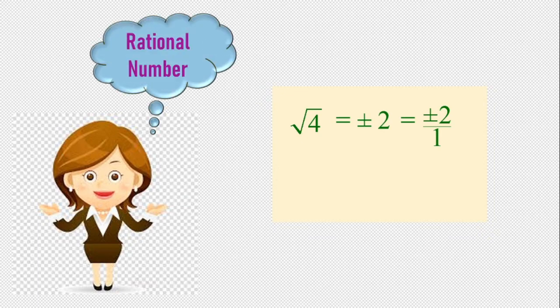So we already know about rational numbers. Okay, I want to give you two examples. The first one is the square root of 4. And this number is equal to plus minus 2. Since this positive or negative 2 is an integer, it can be written in fractional form or ratio as plus minus 2/1. That means the square root of 4 is a rational number.